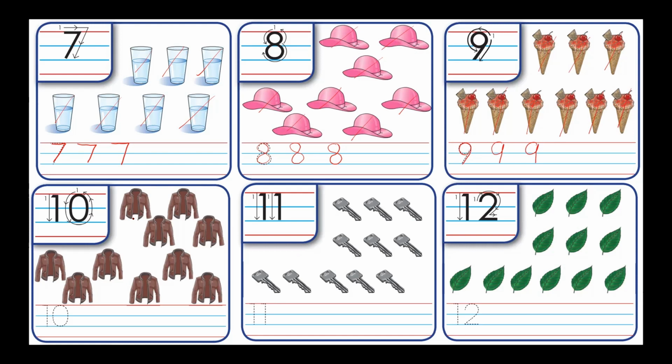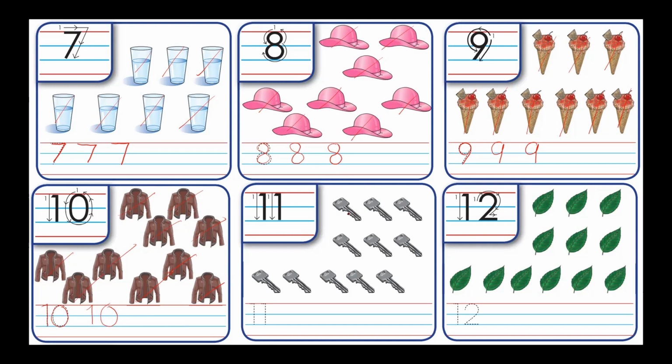Jackets. How many jackets do we have all together in here? Let's count together. 1, 2, 3, 4, 5, 6, 7, 8, 9, 10. How many jackets? 10 jackets. How do we write 10? 1, 0, 10. Perfect. Let's look at the next one.